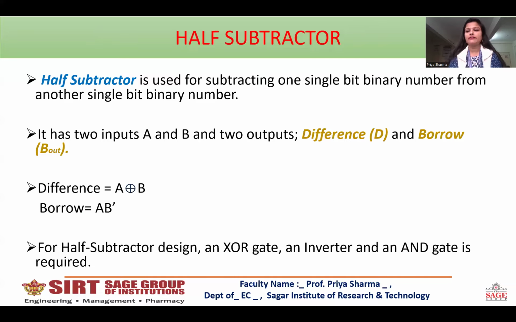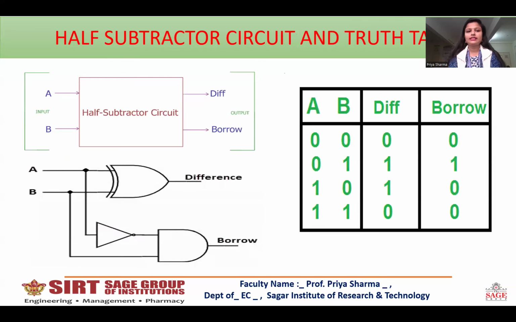To construct a half subtractor using logic gates, we use three gates, that is XOR, inverter, and an AND gate. This is the circuit diagram of a half subtractor having two inputs A and B and two outputs, difference and borrow. The truth table is given here. When both the inputs are low, the difference and borrow will be 0. When A is low and B is high, the difference will be 1 and the borrow will be 1. When A is 1 and B is 0, the difference will be 1 and borrow will be 0. When both are 1, the difference and borrow will be 0.